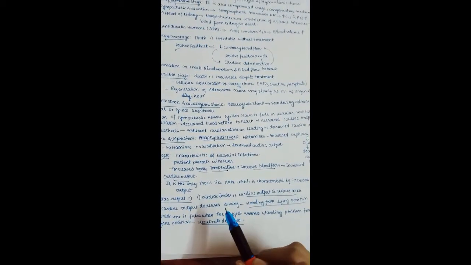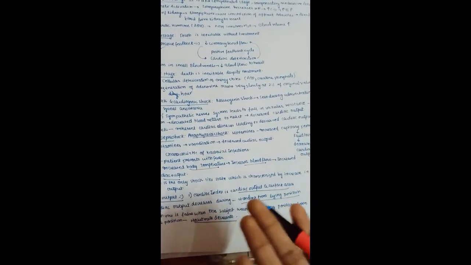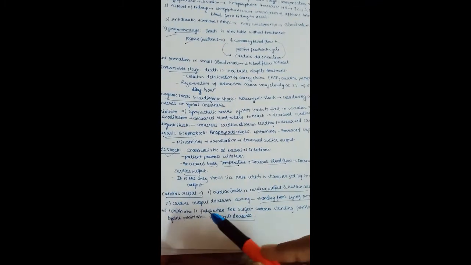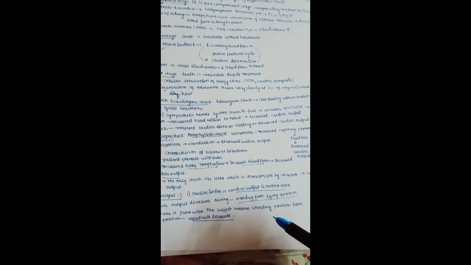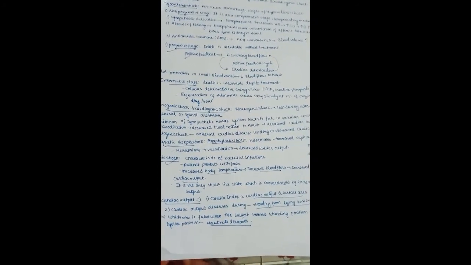So let us see some MCQs and end our cardiac physiology revision. The first one is cardiac index. We already know it is the ratio of cardiac output divided by total surface area, and cardiac output changes with change of position, like standing from a lying position. Which one is false? When the subject assumes a standing position from the supine position. So whenever one is supine, lying down, and then stands, what happens?